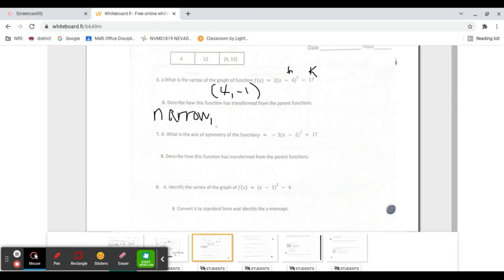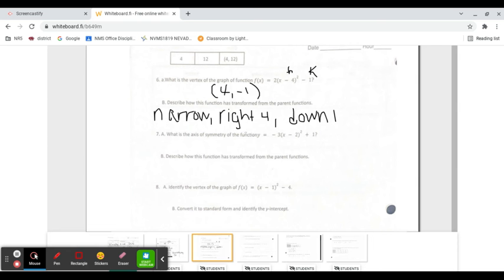Sorry about my handwriting. The -4 means it's going right 4. And then the last number, -1, means it's going down 1. So that's all the things that are happening here. You could say that it opens up, but so does the parent function, so that's not really necessary.